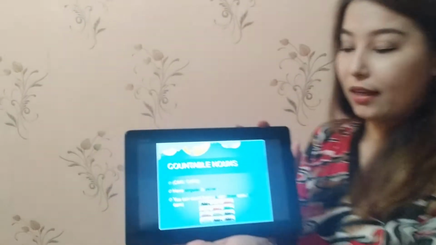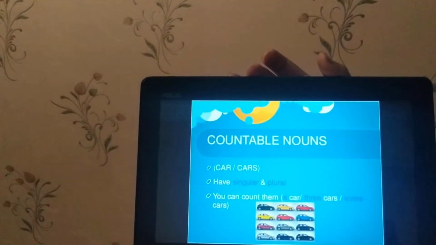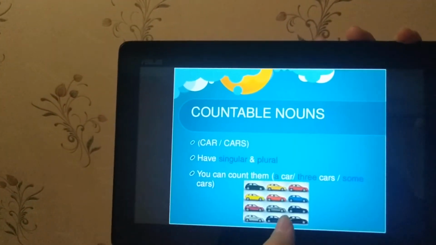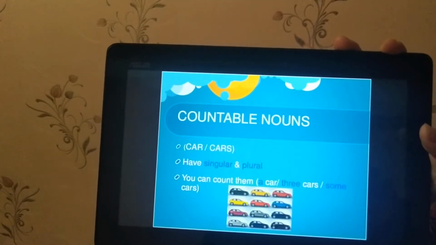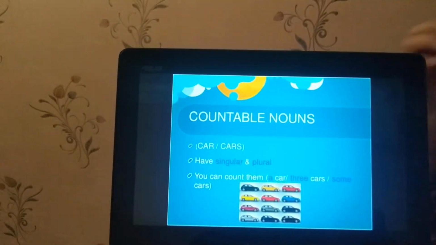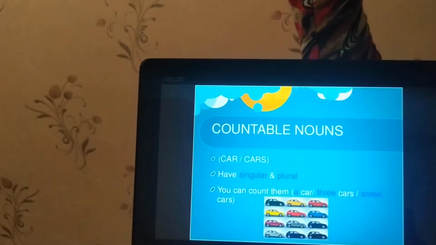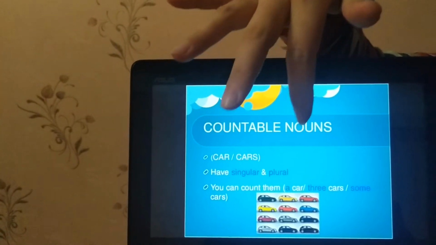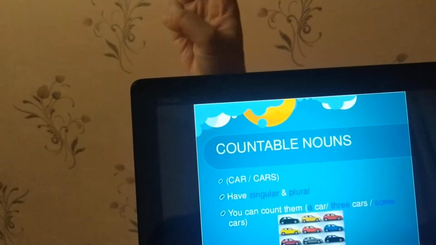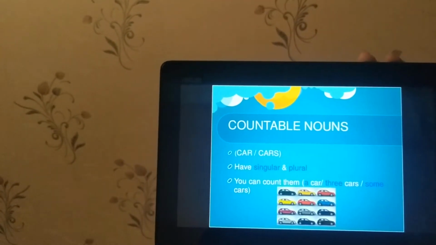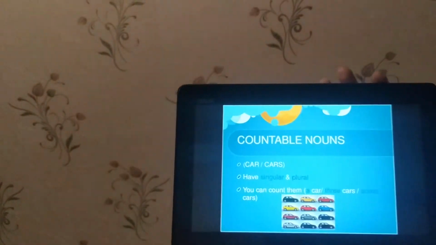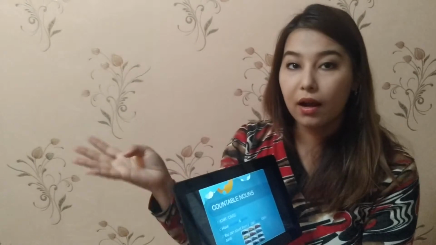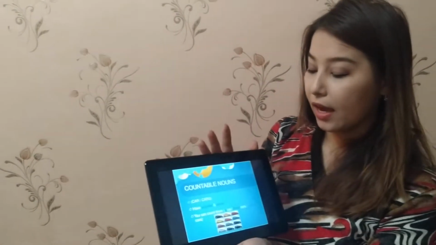So, look at the slide here. What is countable? Countable nouns, you can count them. For example, pay attention, the cars here. Can we count the cars or not? Yes, we can count. For example, black car, yellow car, red car. It means in the first line we see 3 cars. We can count them, right? Good. So, countable nouns in general, we can count them. A car or 1 car, 2 cars, 3 cars.